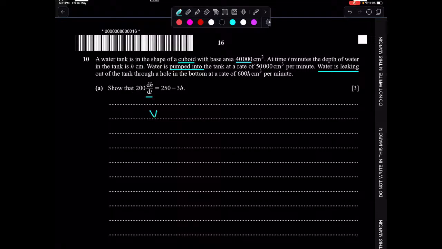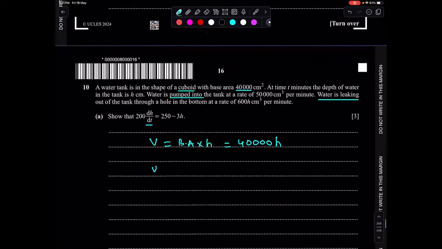Number 1, copy the formula of cuboid, volume of cuboid, base area into height. So base area is 40,000, height is small h. So differentiate this. We have enough space for this part. So dV upon dh is 40,000.